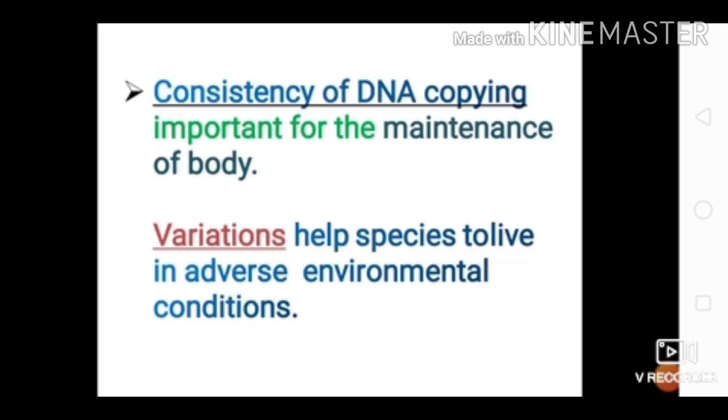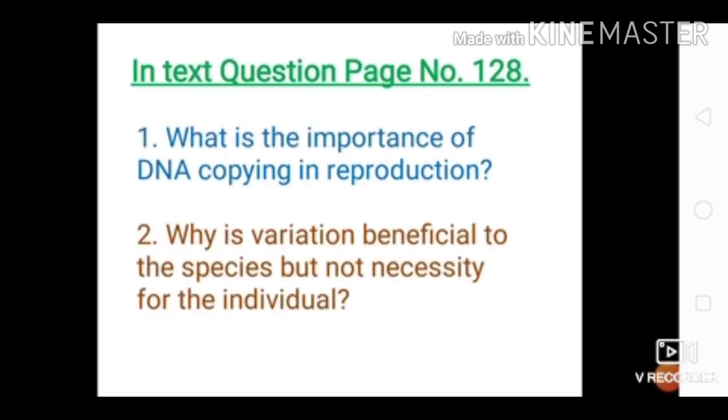See, consistency of DNA copying is important for the maintenance of the body, and the variation which occurs along with the copying of the DNA is going to help the species to live in adverse environmental conditions. Here is one in-text question of your NCERT textbook, page number 128. What is the importance of DNA copying in reproduction? Hope now you understand it. Why is variation beneficial to the species but not a necessity for the individual?